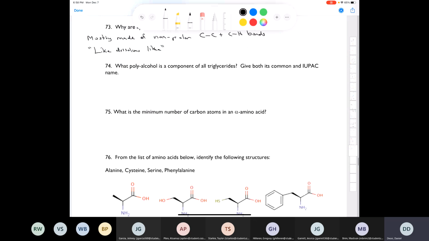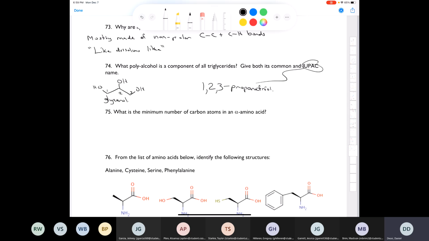What polyalcohol is a component of all triglycerides? Give its common and IUPAC name. Well, we went over triglycerides this evening. You know that the answer is glycerol. So the name of the molecule is this, which is glycerol. The IUPAC name for it would be, you have 1, 2, 3 carbons, propane-1,2,3-triol.